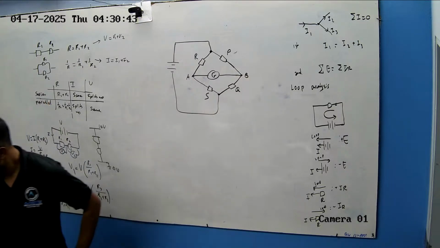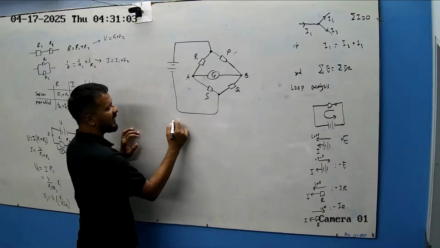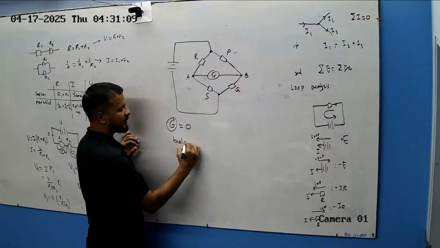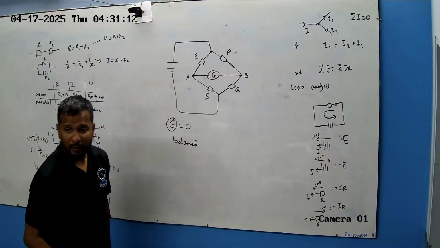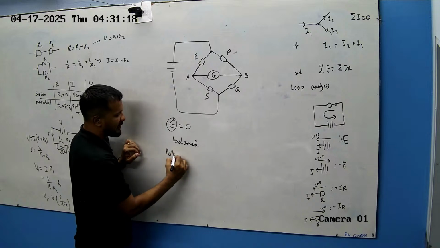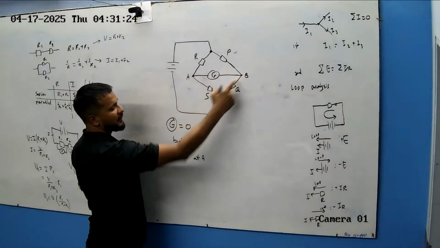Alright, so watch here. Here we have an example of a Wheatstone bridge, four resistors connected just like a diamond bridge. The Wheatstone bridge is said to be balanced whenever the galvanometer reading is 0. What that means is that there is no deflection here, so the potential at A is equal to the potential at B.